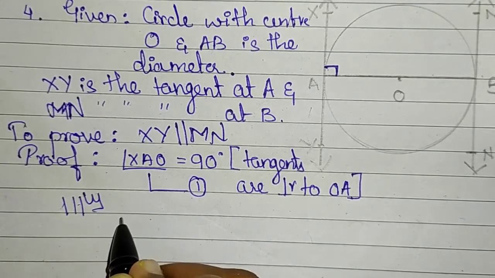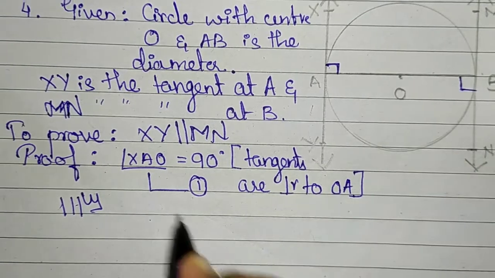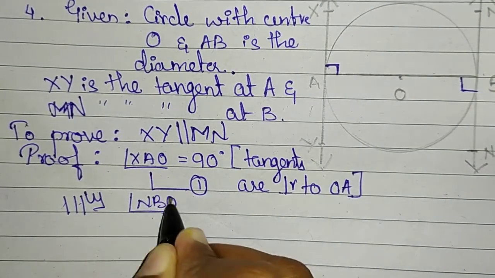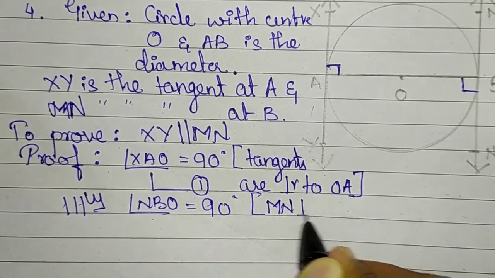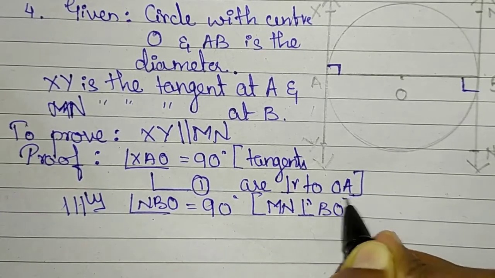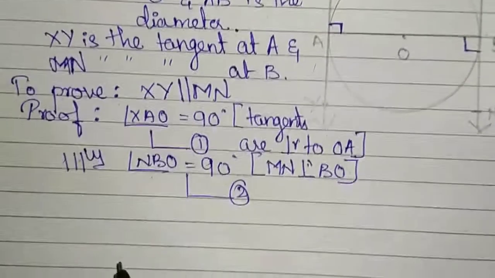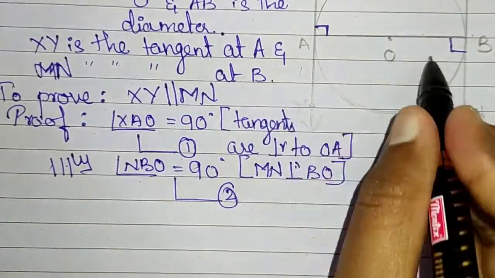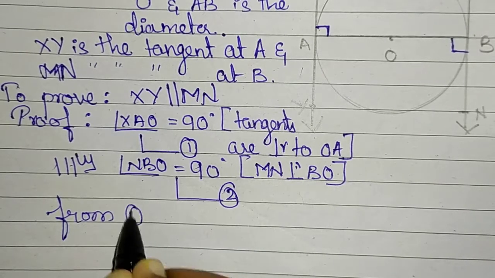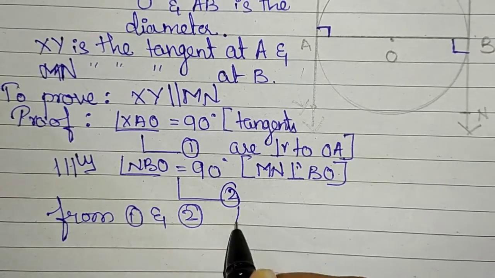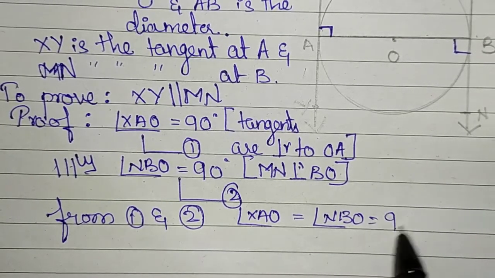Similarly, here angle NBO is equal to 90 degrees because MN is perpendicular to BO. BO or OB is the radius. Name this as result 2. So now both the angles are equal to 90 degrees and they are equal to one another. From 1 and 2, angle XAO is equal to angle NBO is equal to 90 degrees.